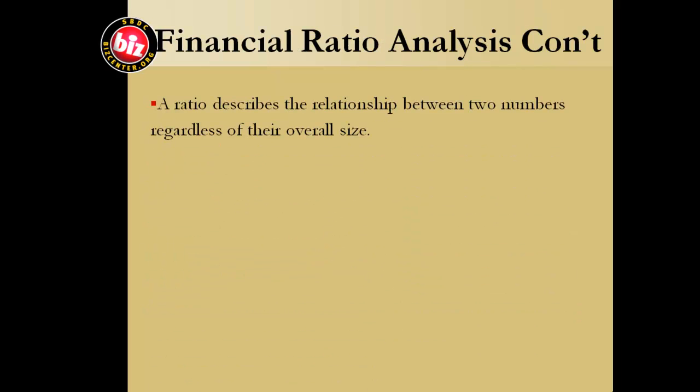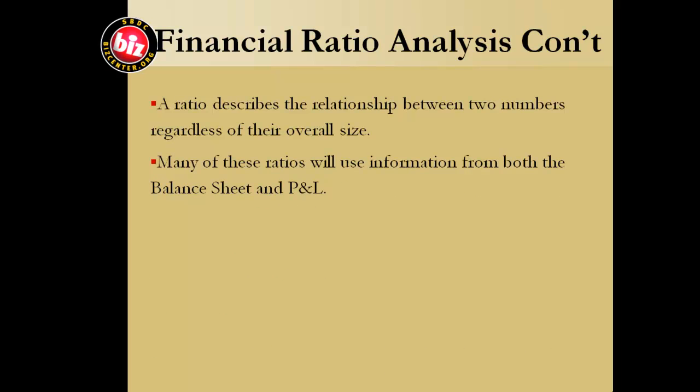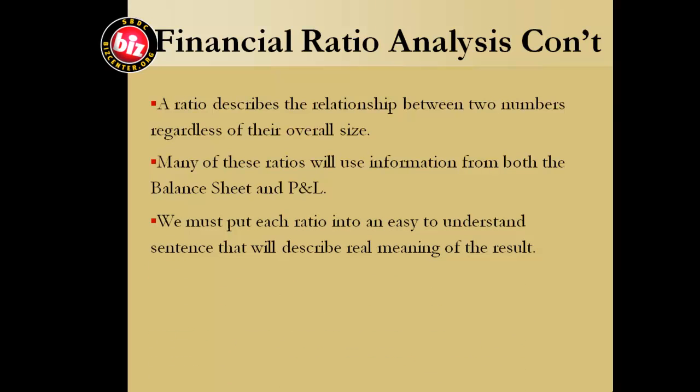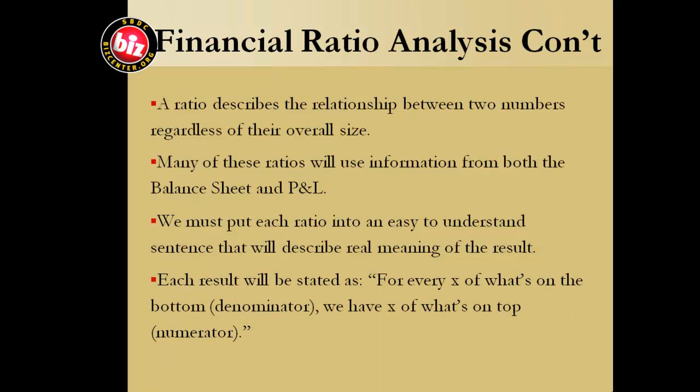Remember that a ratio describes the relationship between two numbers regardless of their size. Many of these ratios will use information from both financial statements. As we look at these ratios, we will put each of these ratios into an easy-to-understand sentence that will describe the real meaning of the result. We will do this with several of these ratios during this presentation. Each result will be stated as, for every x of what's on the bottom, we have x of what's on top. This will make sense as we work through some examples.